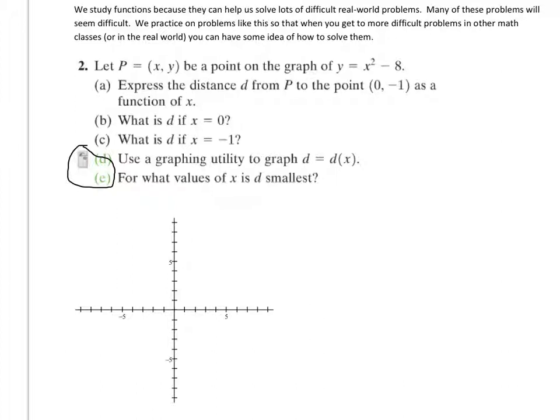It says let P equal (x, y) be a point on the graph of y equals x squared minus 8. Express the distance D from P to the point (0, negative 1) as a function of x. What is the distance if x is 0? What is the distance if x is negative 1?